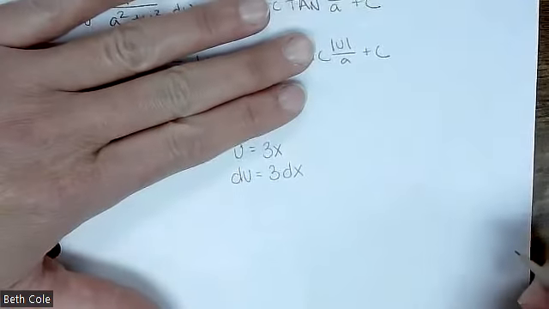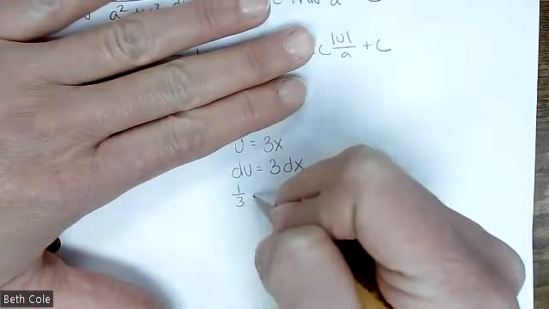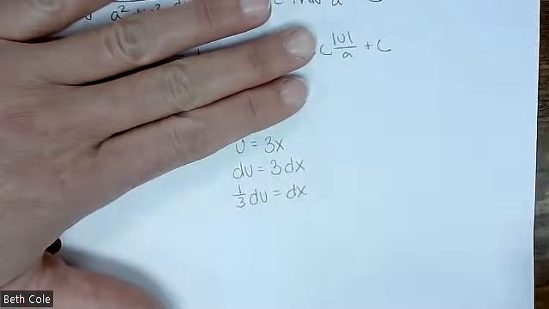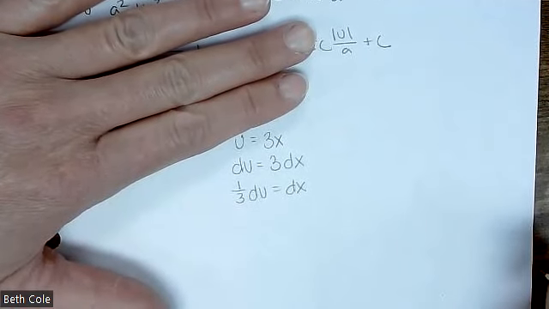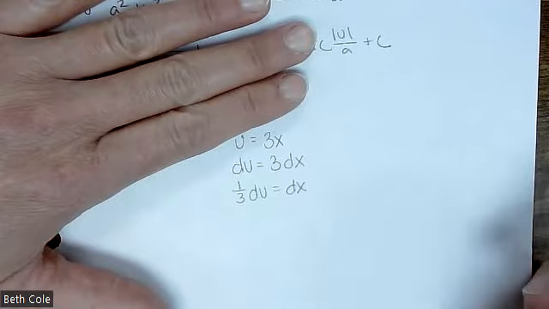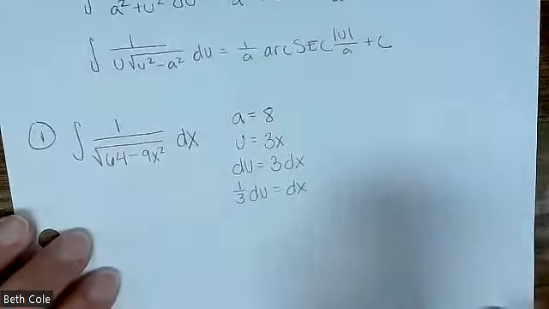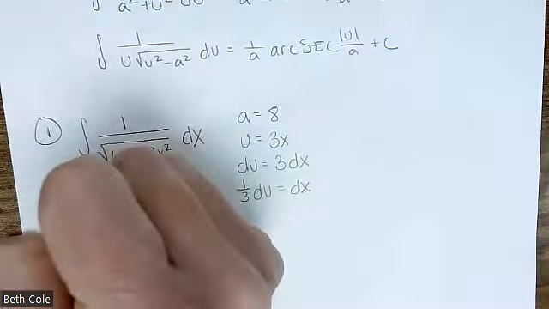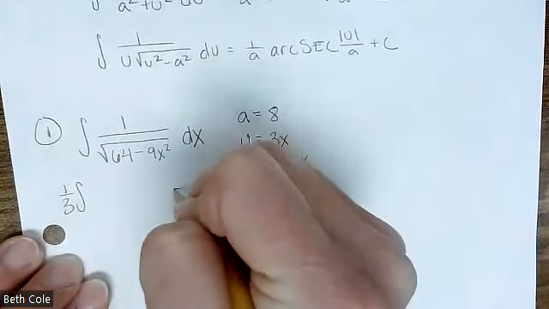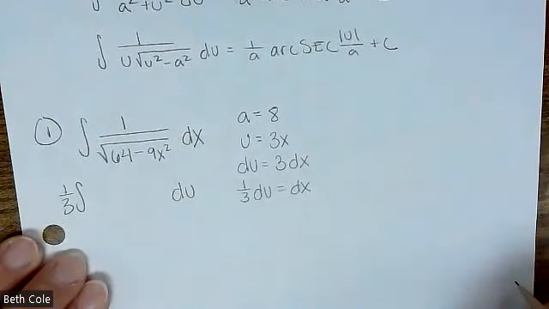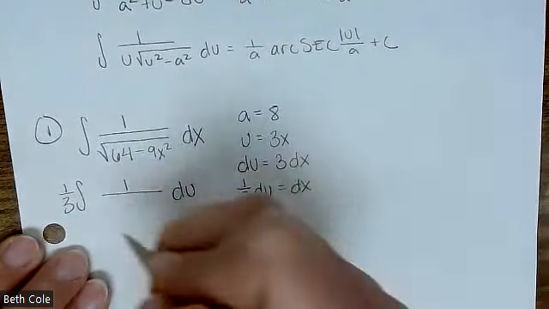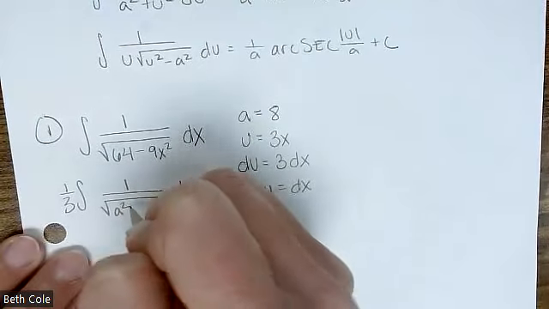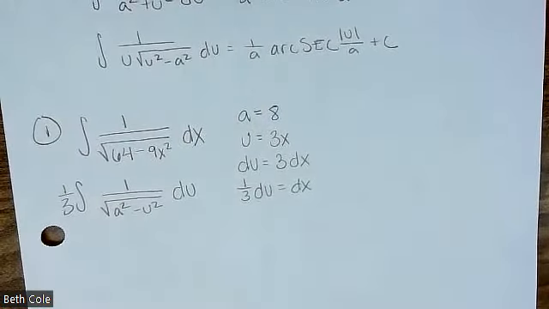3 dx, and then you would adjust with a 1/3. That is no different than what we've done before, correct? You all just did that beautifully on your quiz reviews, so do it again. That's all that is. All right, now when we go to substitute, 1/3 goes out front, du goes at the end, and what's still there is 1 over square root a squared minus u squared.